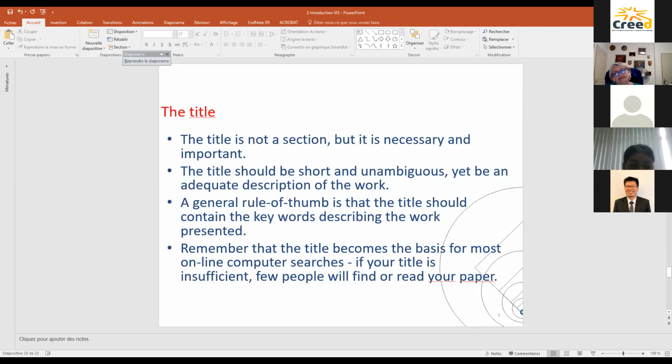It's not really a section, but it's necessary and it's extremely important. And as I said a few minutes ago, make sure it's in nice, clean English. It should be short, but it shouldn't be too short that we don't know what's happening.